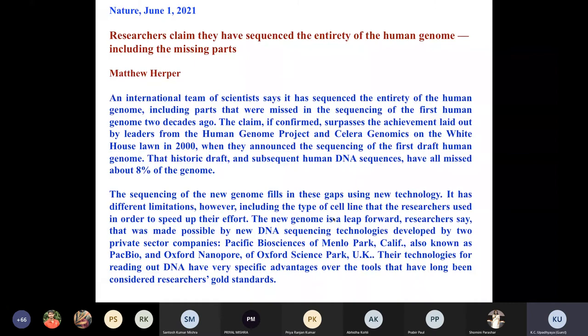But now, recently, what has happened? The Human Genome Project sequence was used as a mark for comparing the other sequences. Now, recently, what has been done? From that, 8% of the repeated sequences were left unsequenced, which were present in the centromeric regions and the telomeric sequences. Now we know, this came recently, June 1, the researchers claim they have sequenced the entirety of the human genome, including the missing parts, which are 8% of the genome. When they announced the first draft genome, the historic draft and subsequent human DNA sequences all missed about 8% of the genome. Now, by using a different kind of gene sequencing technology, they have sequenced all of these.